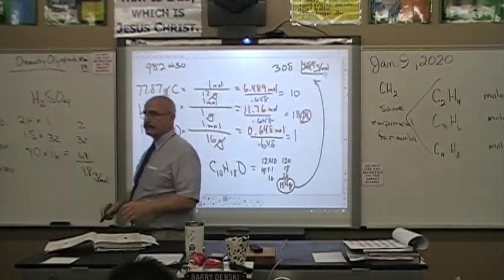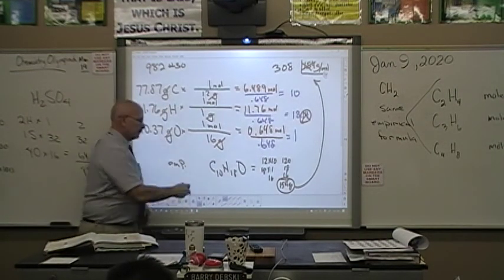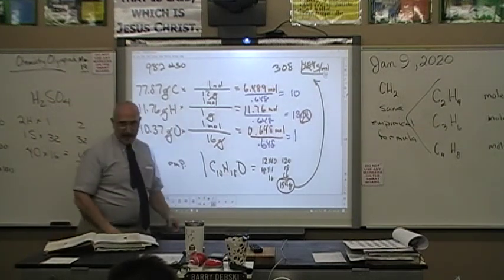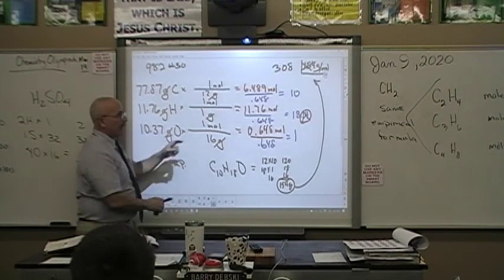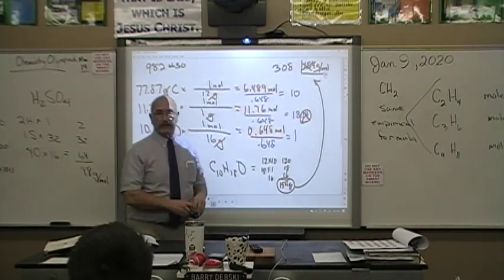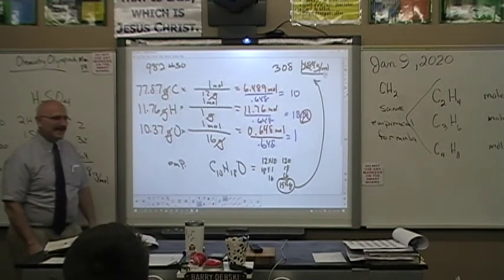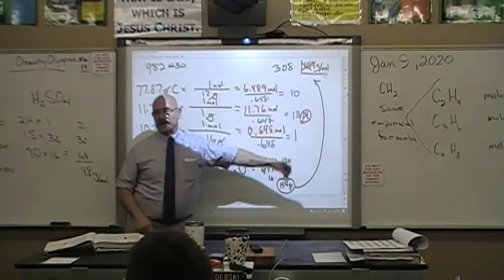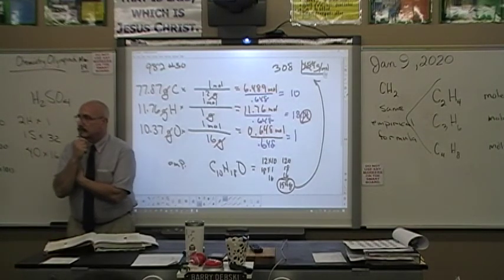Melody? So for the final answer, like if that was 308 and you just have to multiply by 2, would the final answer be that formula? No, it would be C20H36O2, if that was the molecular mass. Yeah, that's what I said. Here. C20H36O2. If that was the molecular mass, yes. Okay?